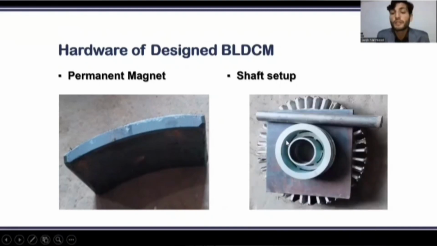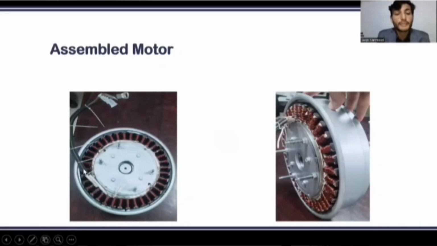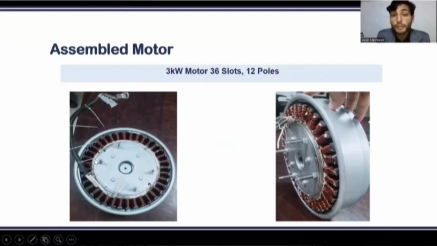So this was the shaft setup. This is the bearing. This is the steel, and this is the shaft for setting up the shaft in the stator, as we were designing the outrunner motor. So by assembling the shaft setup in the stator and then winding the stator and connecting all the three phases to it, this is the assembled motor, which is a 3 kilowatt motor, 36 slot 12 pole.